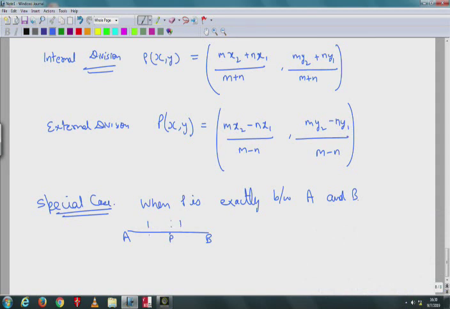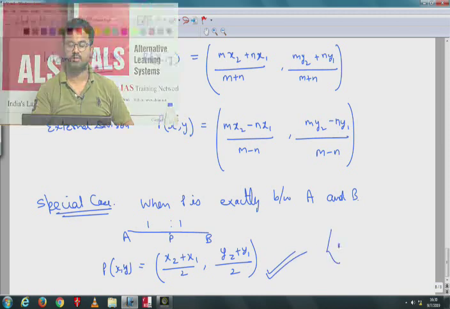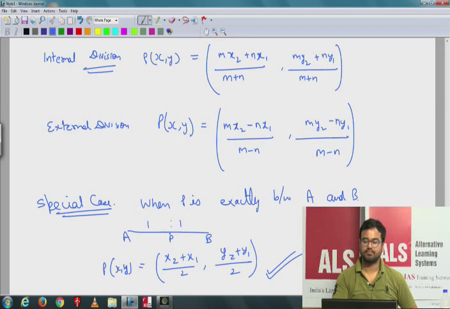If the ratio is 1:1, put 1 and 1 in the general formula in place of m and n and you will get the value for P. The coordinates of P would be, replacing m by 1 and n by 1, (x2 plus x1) divided by 2, (y2 plus y1) divided by 2. That is called the midpoint formula also. When two coordinates are given, we have to find the coordinates of the central point P, which is exactly between them. So this is called the midpoint formula.